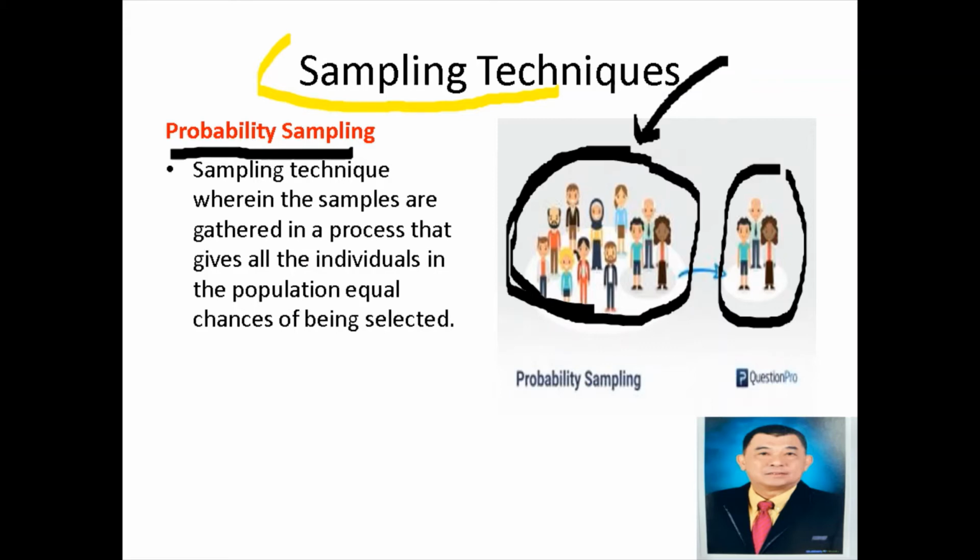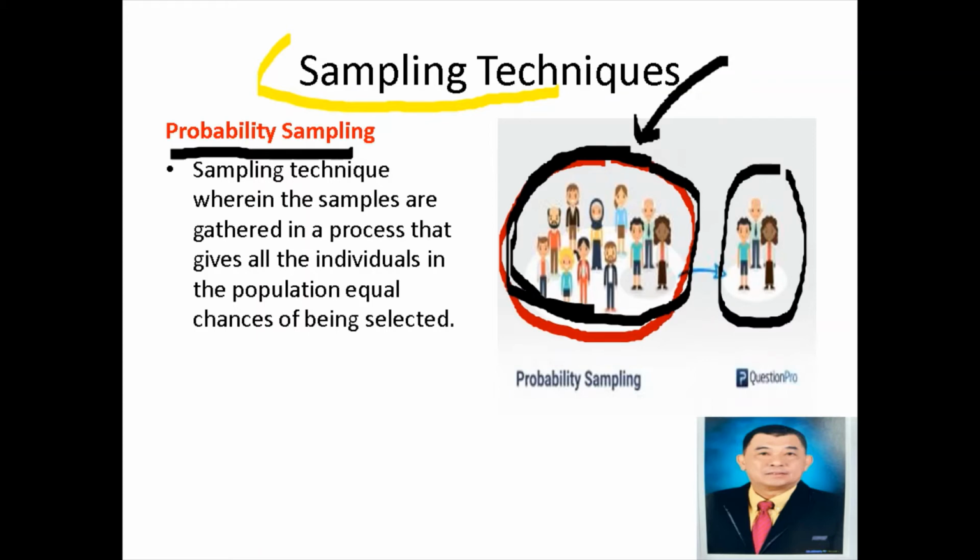Probability sampling is a sampling technique wherein the samples are gathered in a process that gives all the individuals in the population equal chances of being selected. Meaning to say, if this is our population, all of these individuals inside the population have an equal chance of being selected. Okay?